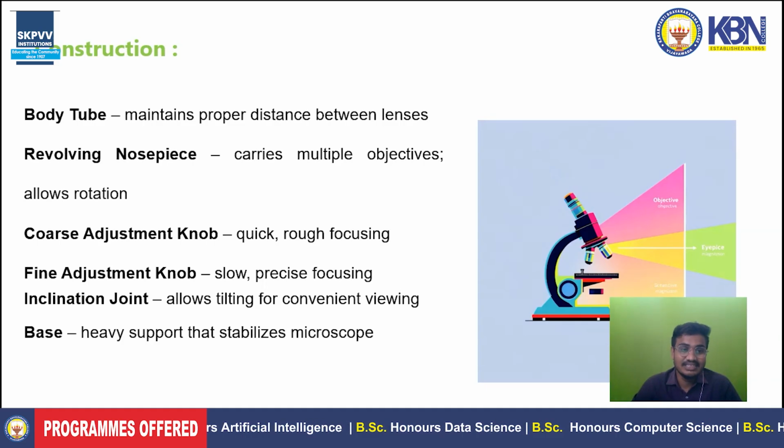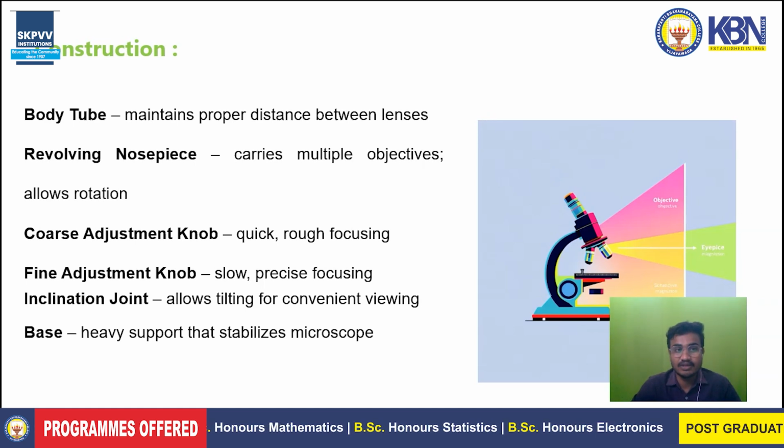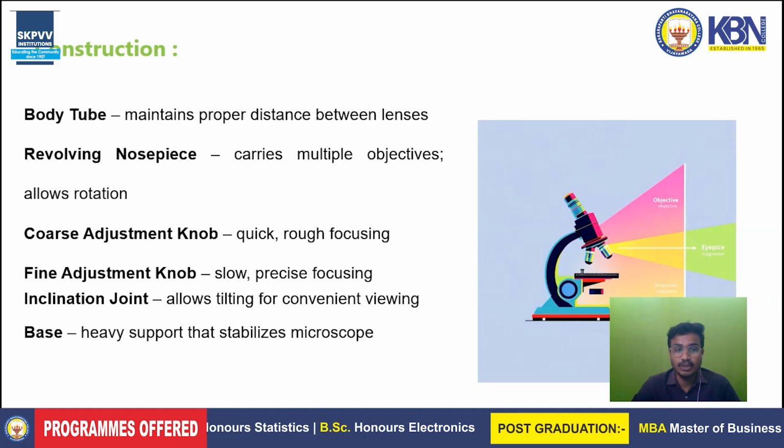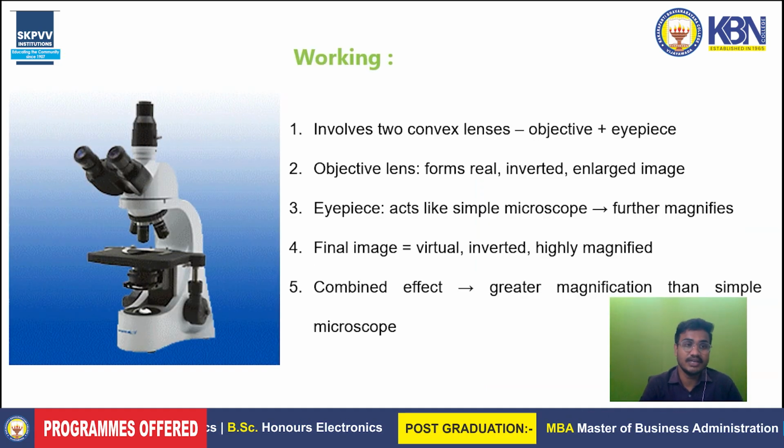Then the inclination joint. It allows the tilting for convenient viewing. For some samples, in order to view them, we need to tilt them in certain directions. Then we'll use this inclination joint. Then the base part. It will provide the support and stabilize the microscope without falling or anything. It will provide the stability and support for the compound microscope.